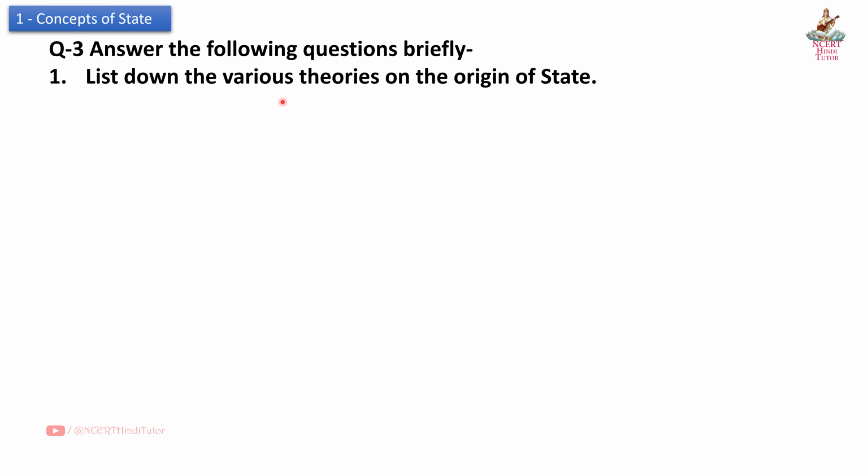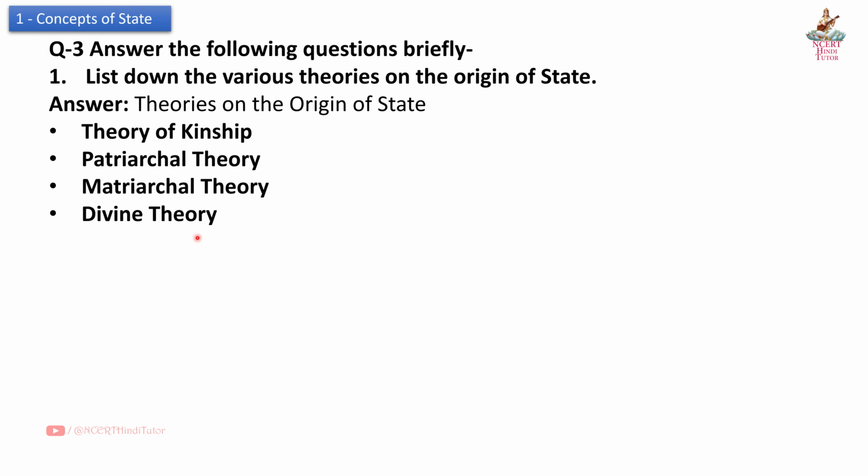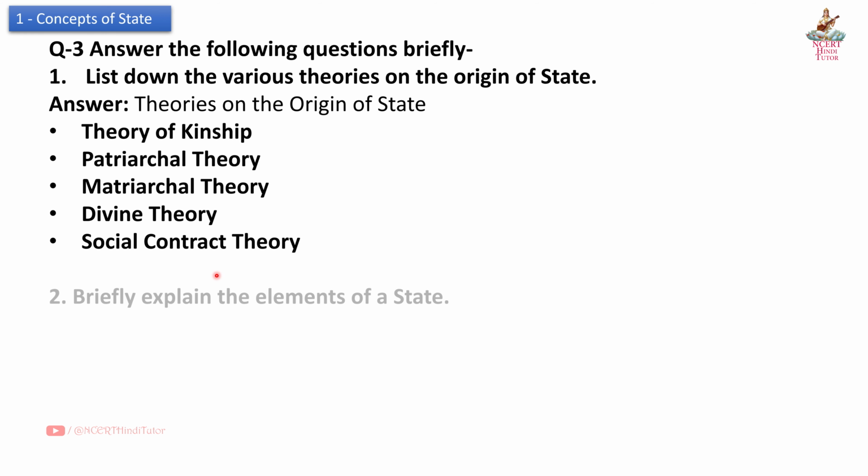First, list down the various theories on the origin of state. Answer. Theories on the origin of state: Theory of kinship, Patriarchal theory, Matriarchal theory, Divine theory, Social contract theory.